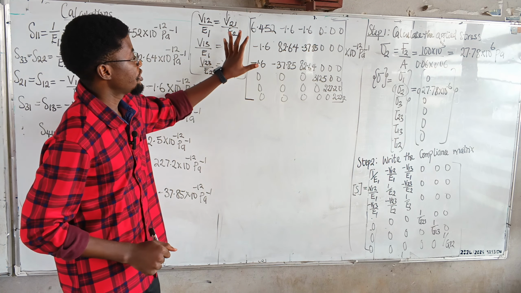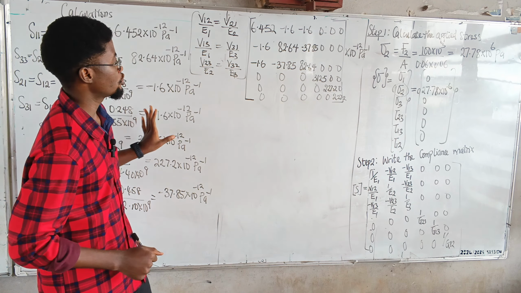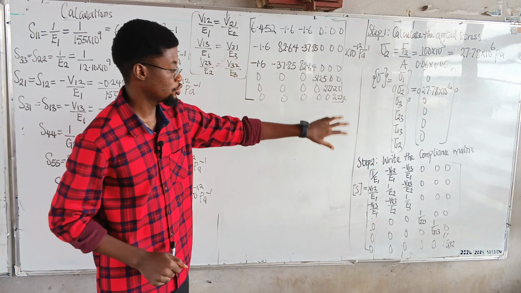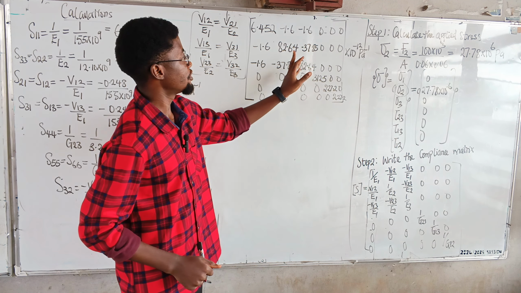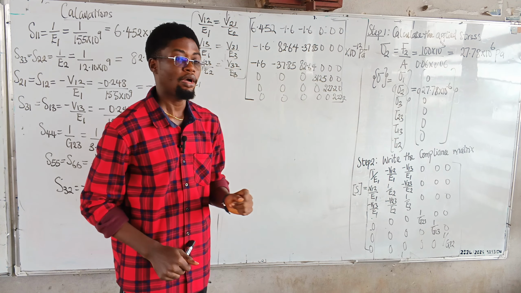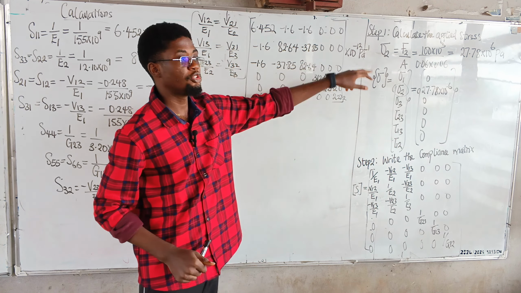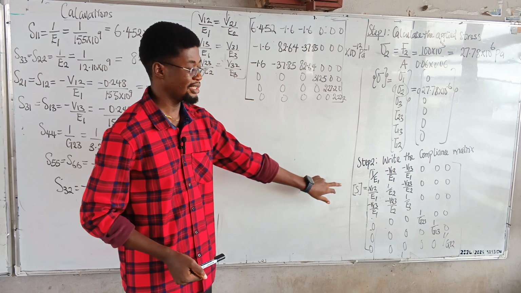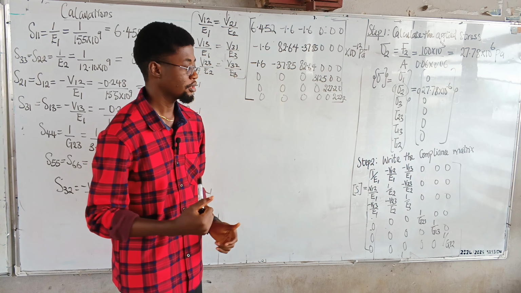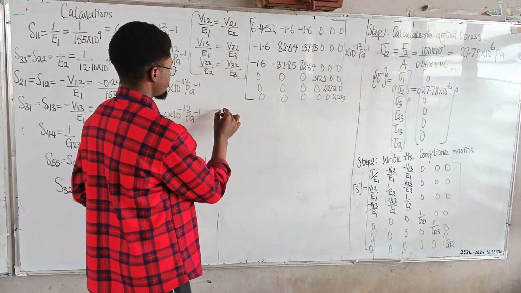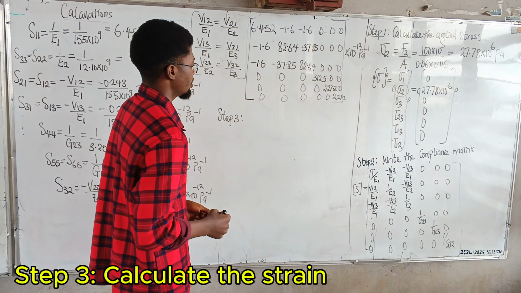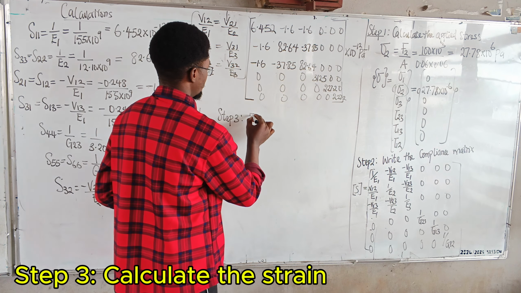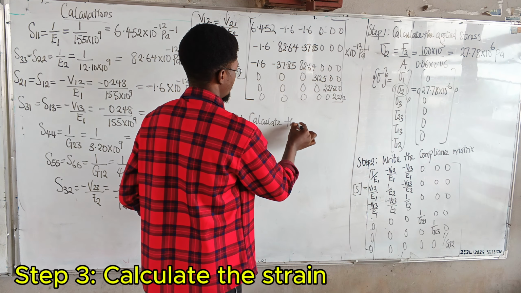Okay, so when you've written that, you just substitute everything that you have here and put it back into the matrix, right? And since all of them have the same power, you can put it times 10 power minus 12 at the back. So we have done our step 2, which is to get our compliance matrix. So the last step is our step 3. What's our step 3? Is to find or calculate the strain.